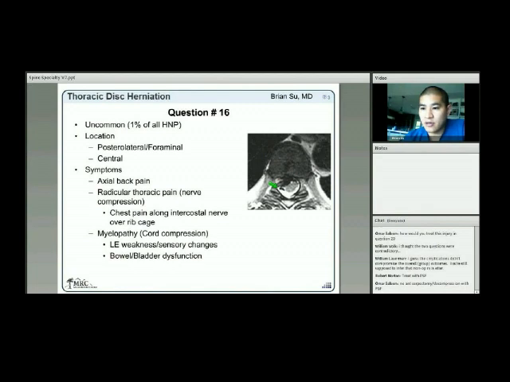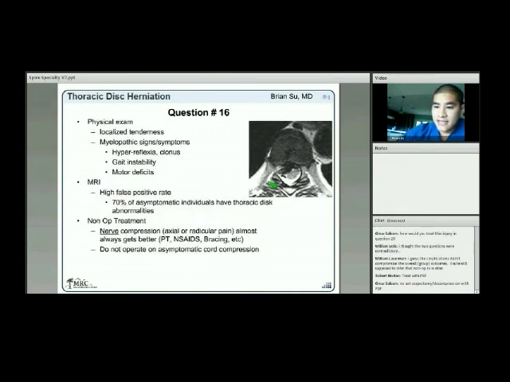As I said, cord compression is going to cause lower extremity weakness. Nothing in the upper extremity. Remember, this is below the cervical spine, so lower extremity weakness, sensory changes, bowel bladder dysfunction. That is going to be the key when you see a thoracic disc, is differentiating between just something radicular with intercostal pain versus somebody that really has progressive problems from spinal cord compression.